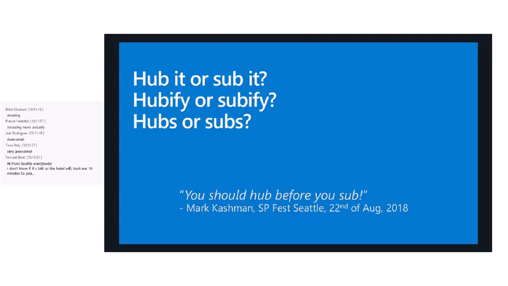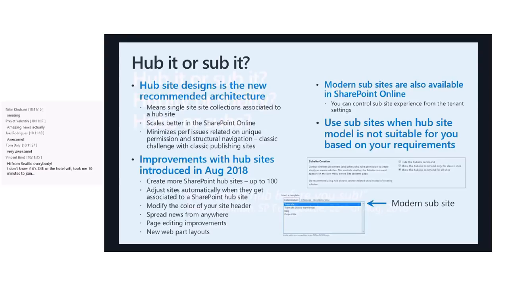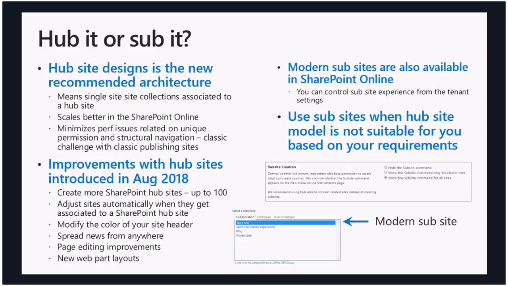So the recommendation is in SharePoint Online to use the hub site design if that's suitable for you, if that's possible, because the hub site design is basically single site collections. That's a much more scalable, much more reusable, much more efficient model for SharePoint Online infrastructure. This minimizes the performance issues related, for example, to unique permissions and structural navigation in the context of classic publishing sites, which is one of the classic challenges we've had in SharePoint Online. And this absolutely scales better in SharePoint Online.